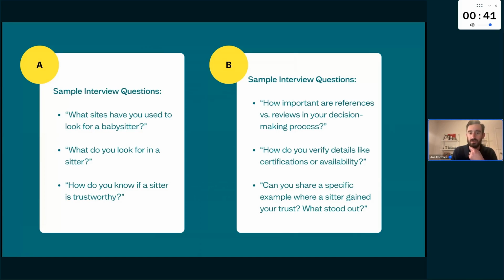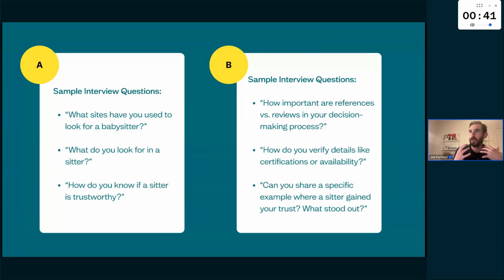How important are references versus reviews in your decision-making process? How do you verify details like certifications or availability? Can you share a specific example where a sitter gained your trust? What stood out?